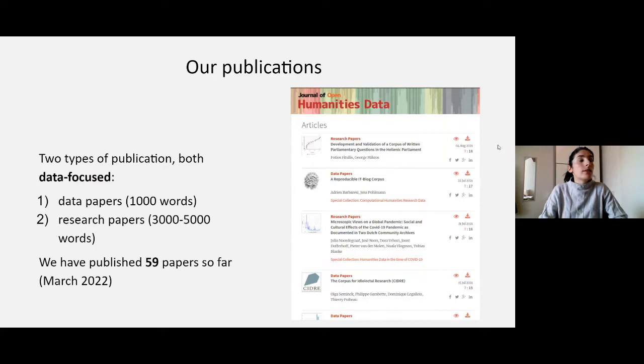So for publications, the Journal of Open Humanities Data has two types of publication, data papers and research papers. They're both data focused though. The data papers are really short and focused on the dataset. It's 1,000 words max. And research papers are meant to be longer narratives. We're going to see it in more detail, and they can have up to 5,000 words.